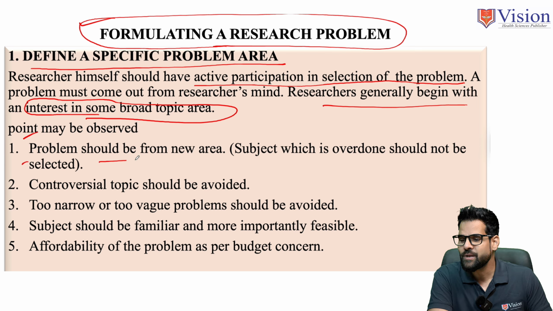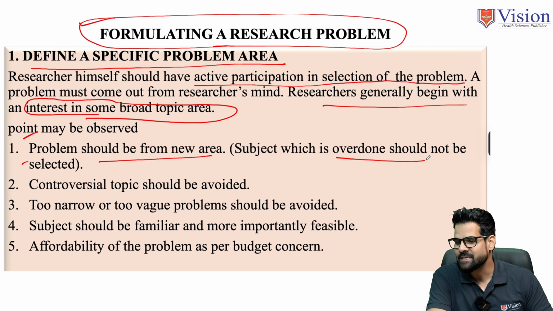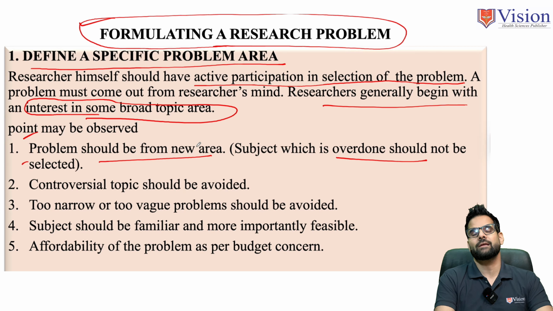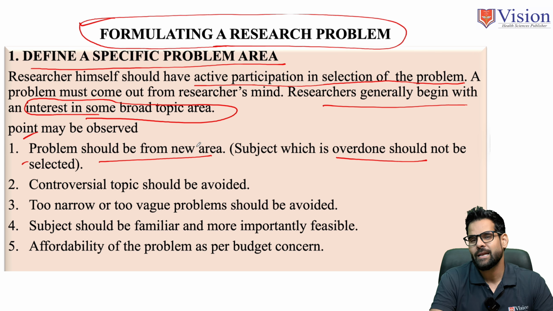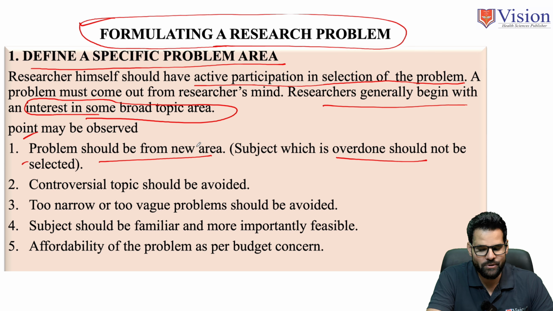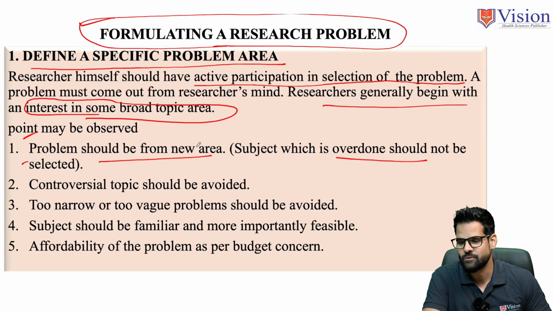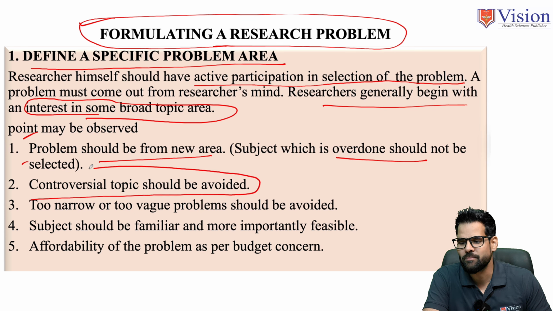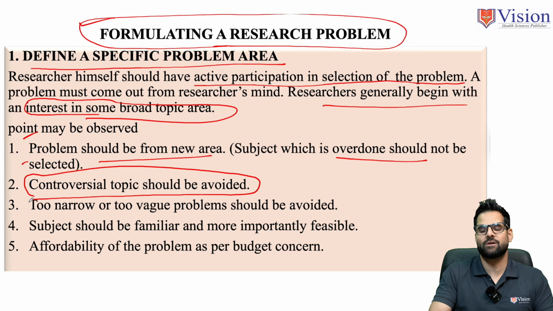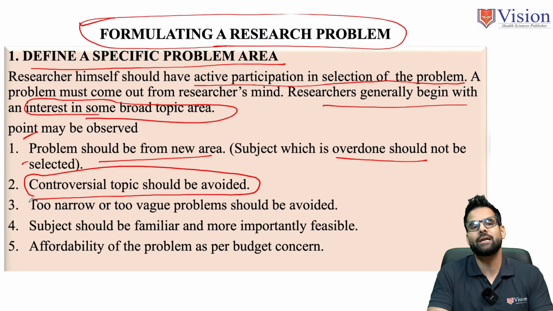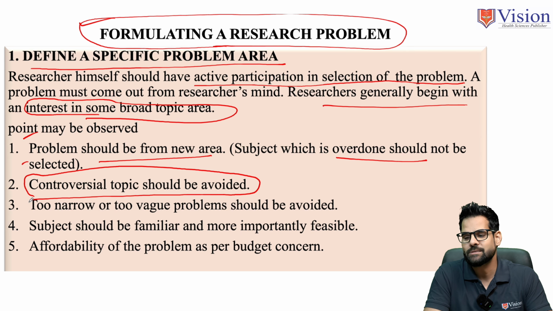Problem should be from a new area. That is one simple criterion, okay? Avoid overdone subjects. I have seen students keep on doing the same thing again and again, like pre-test, post-test, having some intervention, knowledge questionnaire, and then they will have one intervention. So please avoid doing overdone topics. Controversial topics should be avoided. Actually, it is not mandatory. You can do research on controversial topics as well. But at the student level, try to avoid some of the topics which can lead to some kind of controversies.